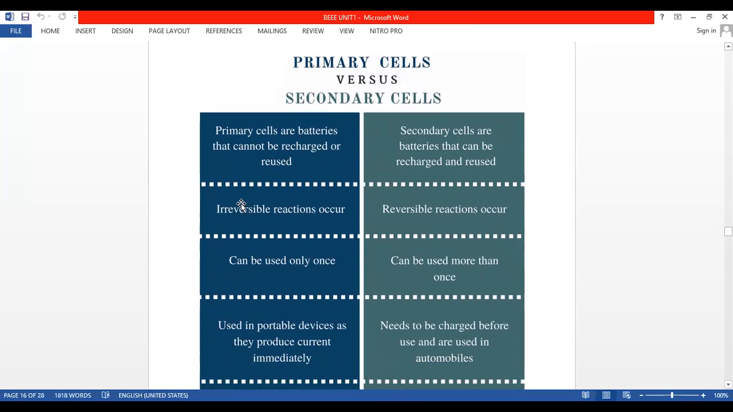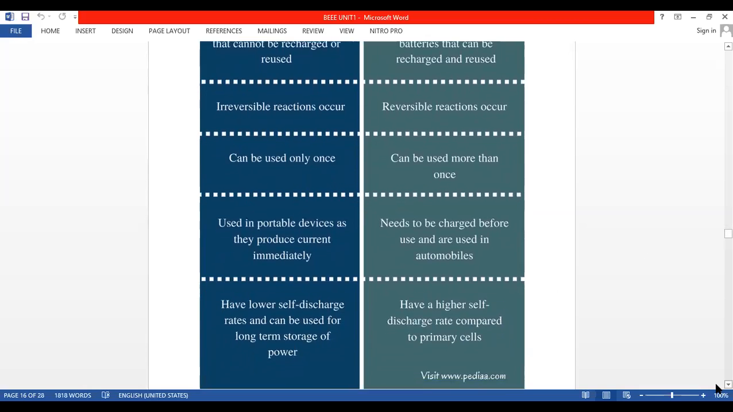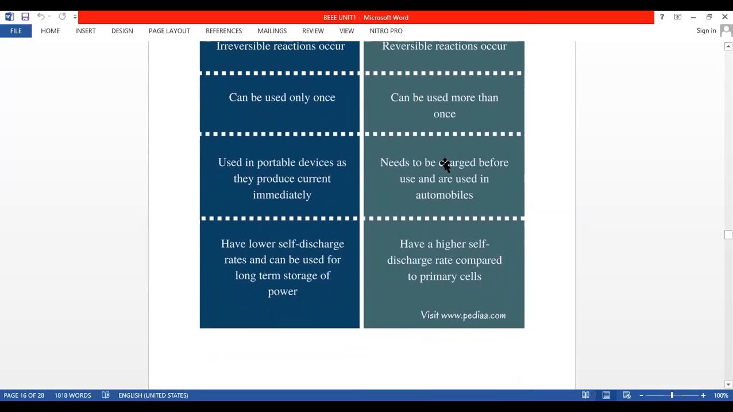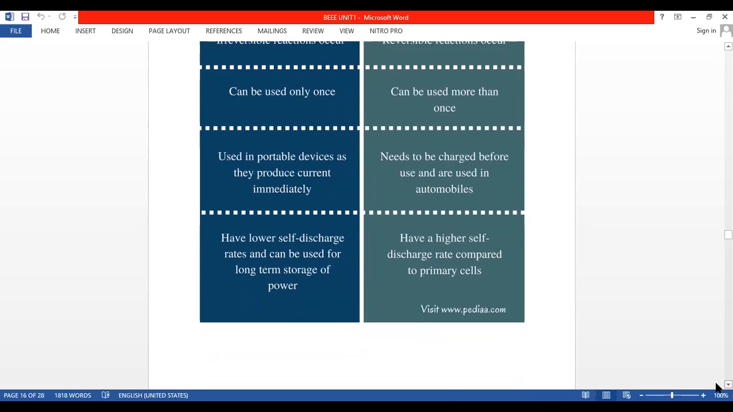In primary cells, only chemical energy is converted into electric energy. That's why it is also called an irreversible reaction. But in secondary cells, chemical energy is converted to electrical and electrical is converted again to chemical. Therefore, in secondary cells, a reversible reaction occurs. Primary cells can be used only once; secondary cells can be used again, in portable devices and automobiles. Even in laptops and smartphones, we use rechargeable cells. This is a simple difference between these two.